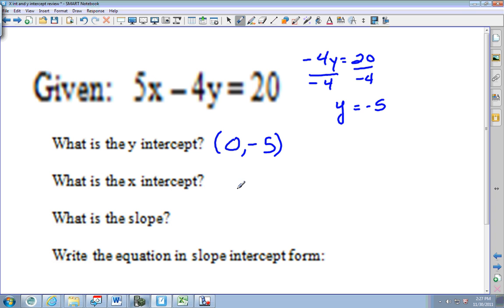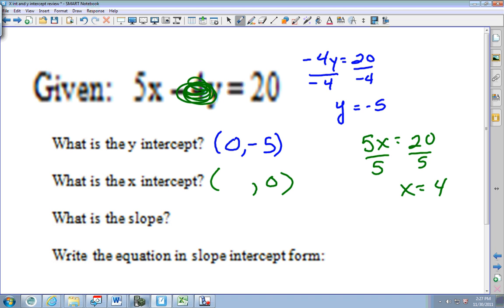To find my x-intercept, I know my y number is 0. So I'm going to cover up the y. Now what I'm going to do is write 5x equals 20. I'm going to divide by 5. x equals 4. So there is my x-intercept.